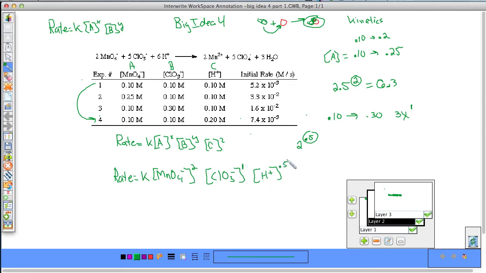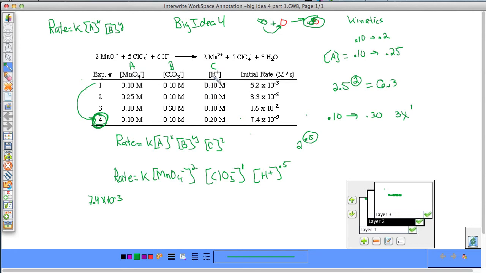And now that we know those exponents, we can take any one of these data, it doesn't matter, and we can actually solve for our rate constant. So let's go ahead and do that. Let's take this last set of data right here. So our rate is 7.4 times 10 to the negative third. And so I'm just going to look at the data from this one, because I know the orders of all of my things. So I could run each one of these experiments and throw the data in here, and I'm going to turn out the same number for my K every single time.